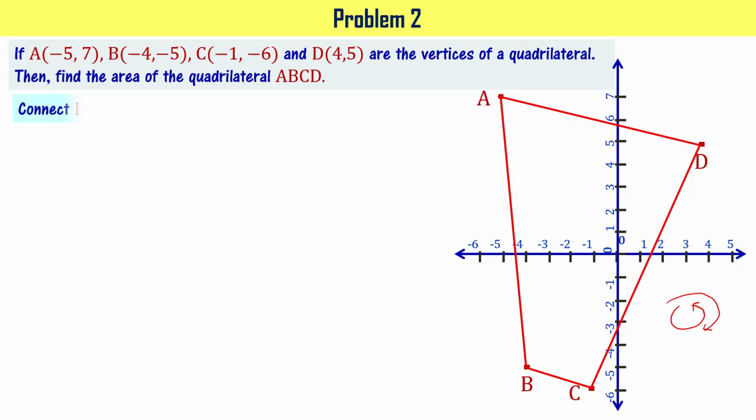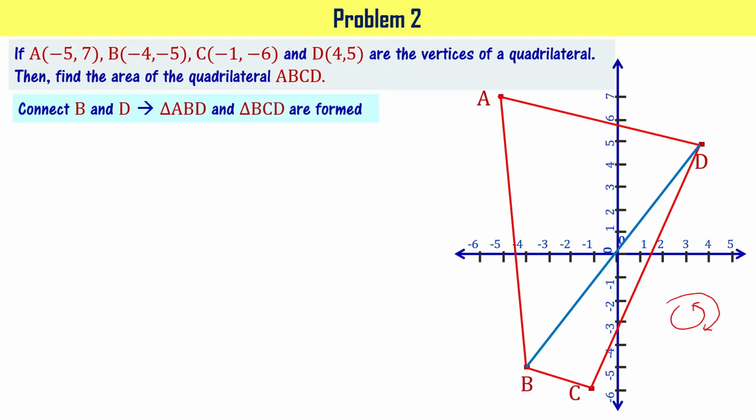and then go ahead with your solution of the problem. So now let's connect B and D. When you connect B and D, what you get is two triangles, right? Triangle ABD and triangle BCD are getting formed. If you choose some other order, then your triangles can be a different set of triangles, and there is a chance that you may get a wrong answer there.